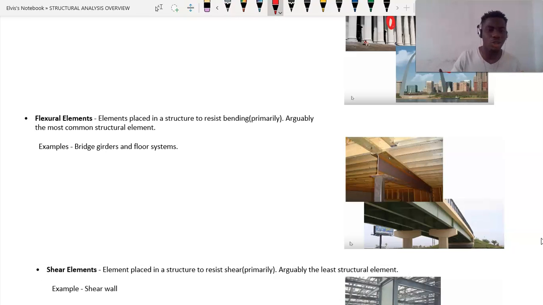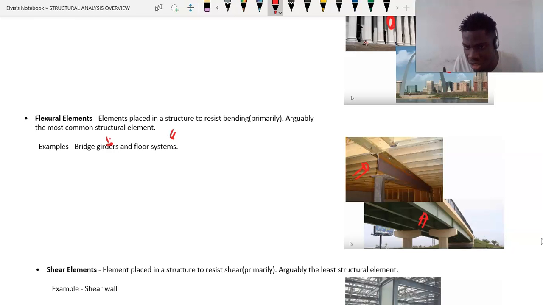Now guys, we also have bridge girders or floor systems. If you take a look at this picture, you're going to find that this is an example of a floor system, and this is an example of bridge girders. Now, what do we mean by bridge girders? A girder bridge is a bridge that uses girders as its means of supporting its deck.